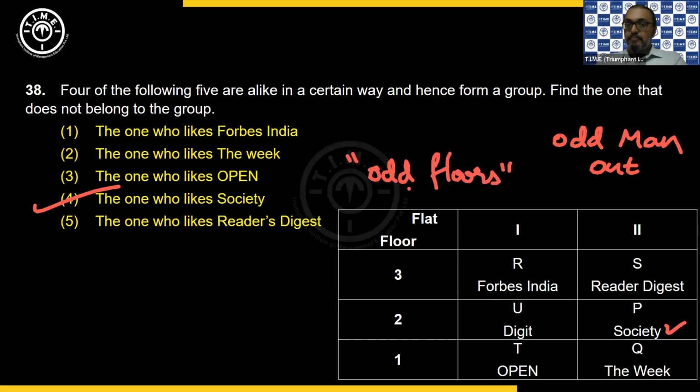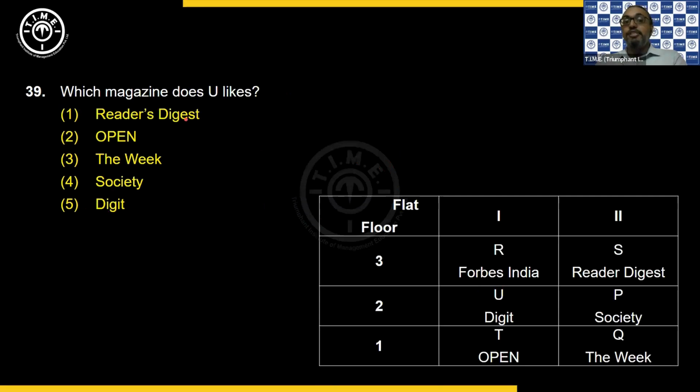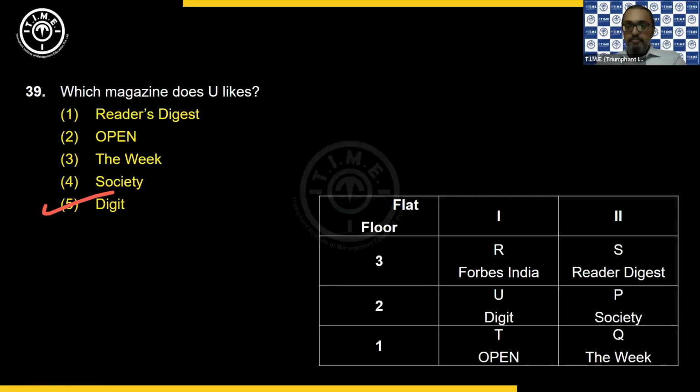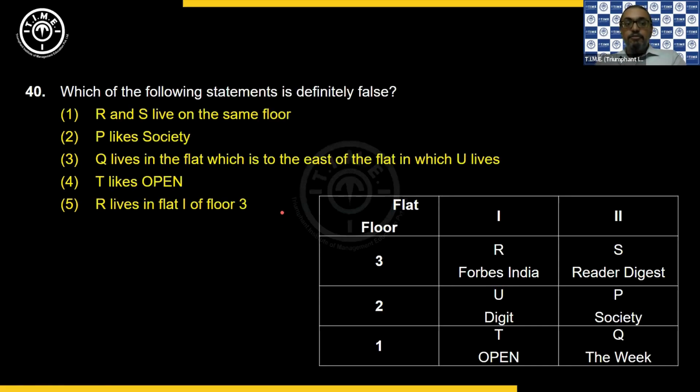Okay, good. The next: which magazine do you like? Correct. Option 5. That is right. Very good. Digit. And then which of the following is definitely false? Check which is definitely false.